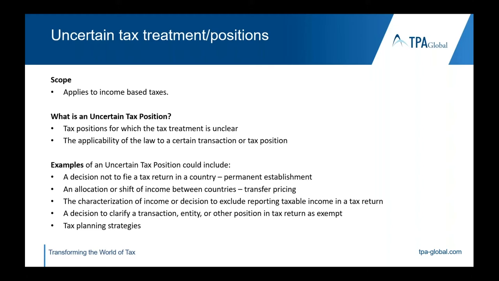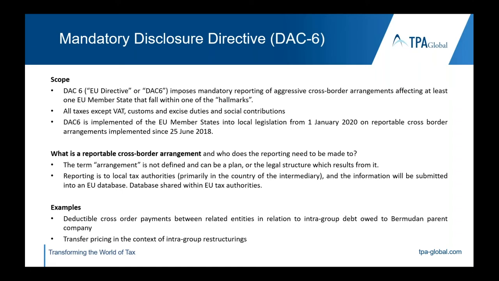If we move to the next slide, same scope of DAC-6. It's an EU directive, so it's imposing a mandatory reporting of what they, the authorities, call an aggressive cross-border arrangement, which has an impact on EU member states, and basically they decided on about six hallmarks you need to go through. This applies on all taxes except some indirect taxes and social contributions. So it's much wider than uncertain tax positions, the UTPs. It has to be implemented by the member states as from January 1, 2020.